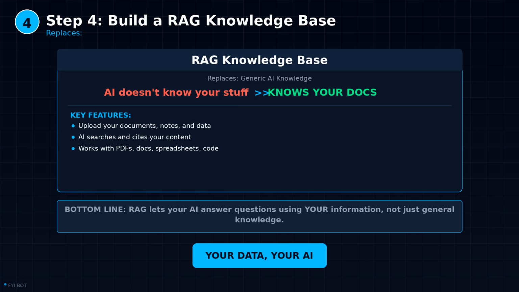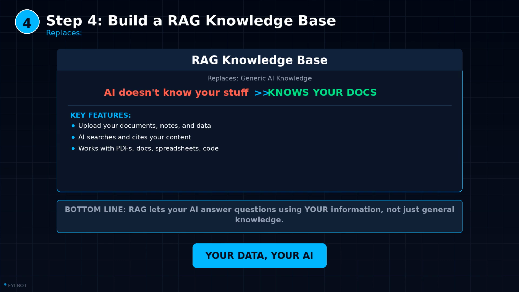ChatGPT and Claude are trained on general internet data. They know about history, science, coding, and pop culture. But they don't know your company's internal documents, your personal notes, your research papers, or your project files. RAG fixes this. Here's how it works in simple terms.